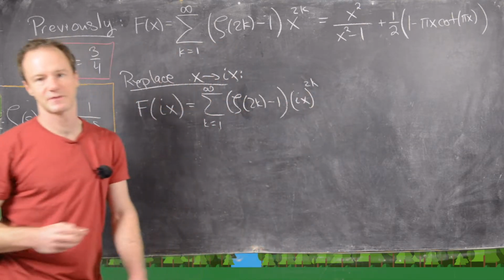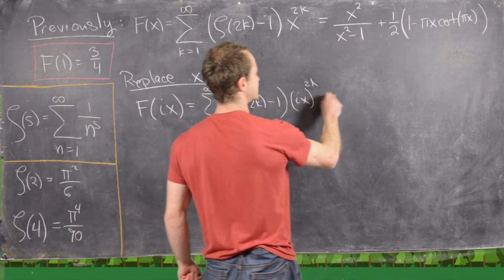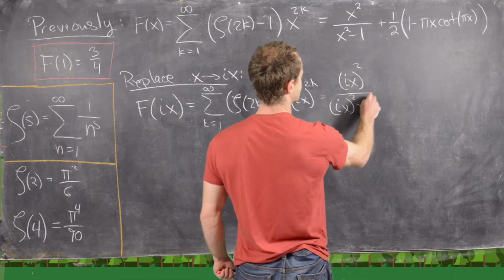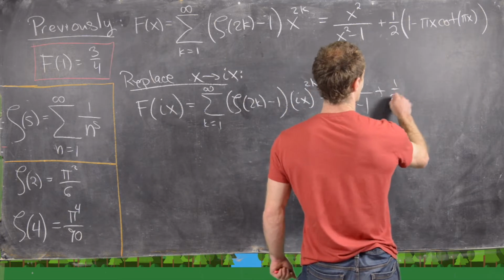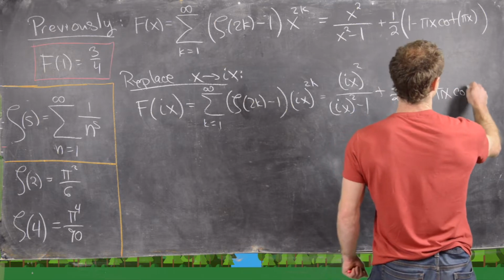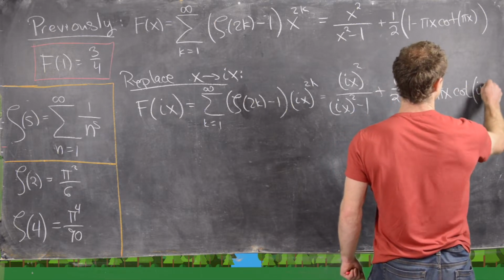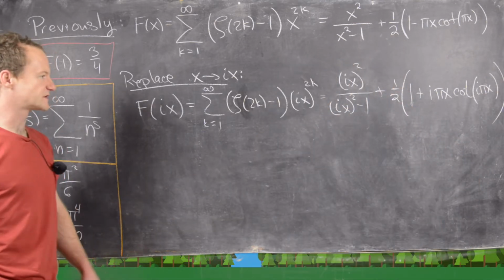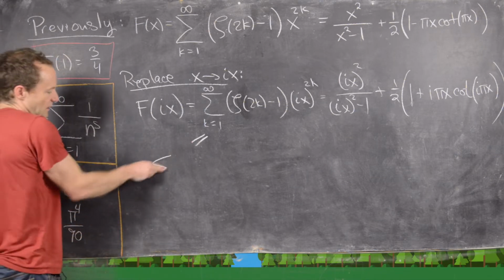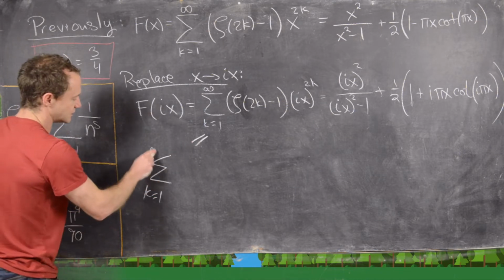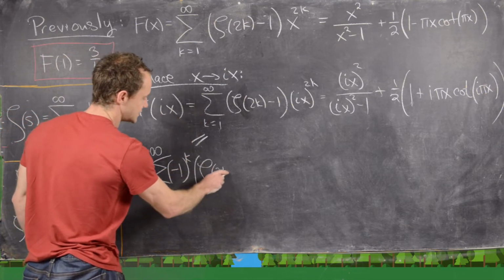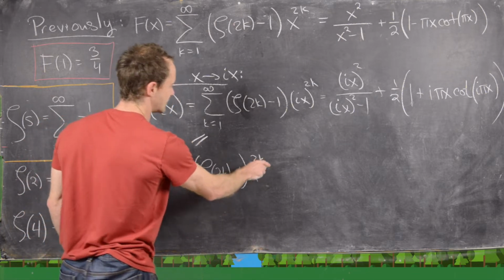So we can obviously simplify that, but we'll do that in the next step. And this is going to be i times x quantity squared over i times x quantity squared minus 1 plus 1/2 times the quantity 1 plus i times pi x times cotangent of i times pi x. So now there's a little bit of simplification that we can do. So notice that this sum is going to be equal to the sum k equals 1 to infinity of minus 1 to the k times zeta of 2k minus 1 times x to the 2k.